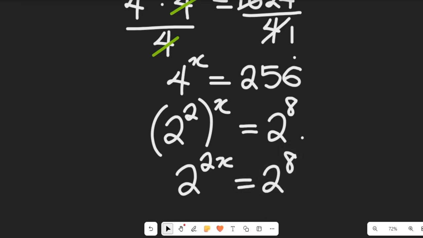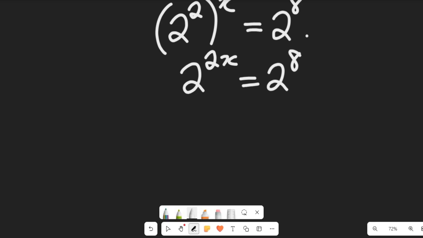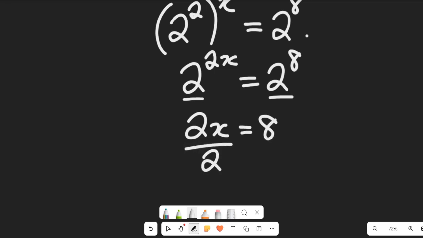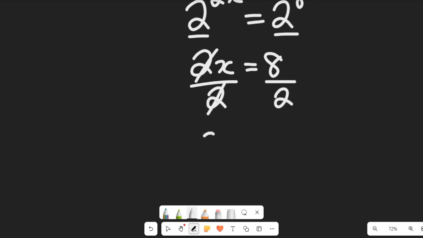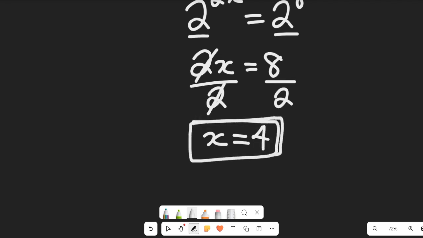Now the beauty of this is I have one common base, and according to the law of indices, if you have one common base, then the exponent will equate. So I'll have 2x to be equal to 8. If I divide here by 2, I'll also simply divide here by 2. 2 is going to clear 2, and then the value of my x is going to give me 8 divided by 2 is going to give me 4. The value of x is equal to 4, and that is what satisfies that exponential equation given to me up there.